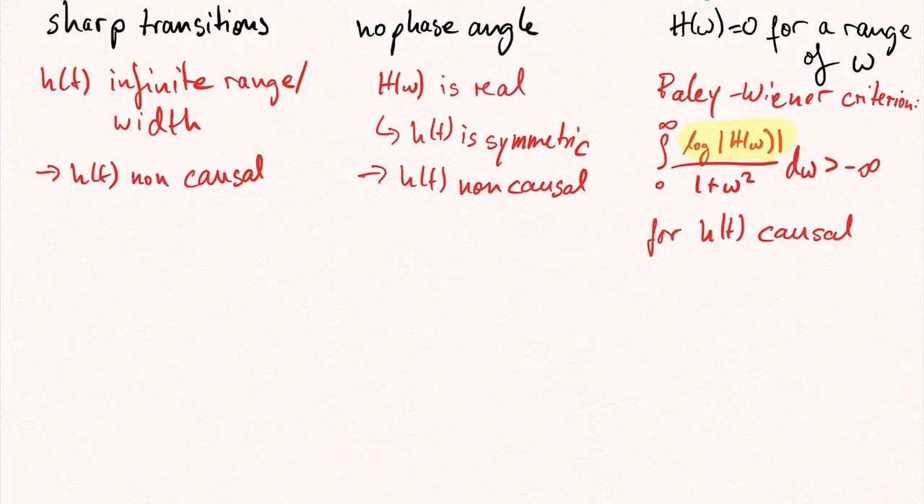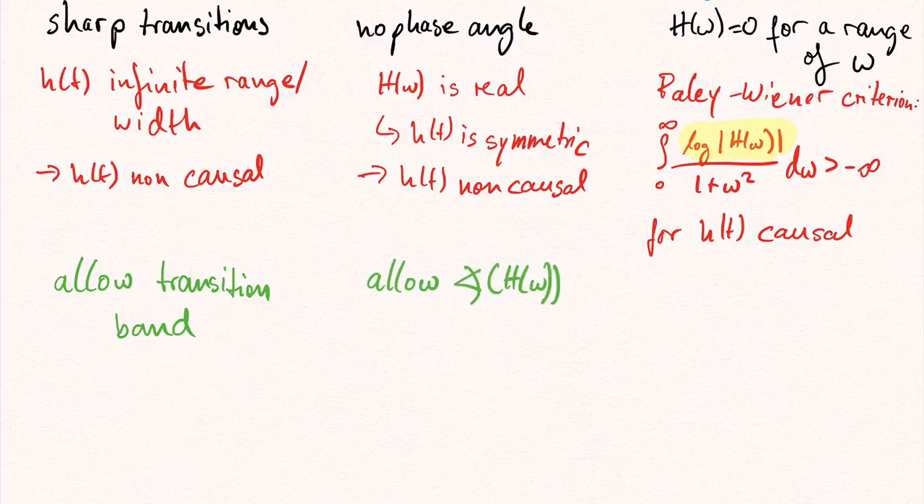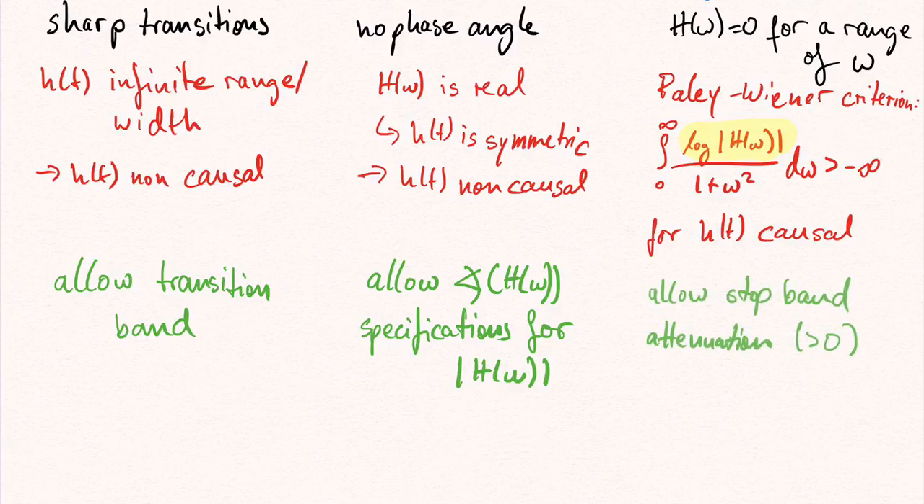To avoid those issues, which imply that no ideal filters exist, the specifications or characteristics of ideal filters have to be relaxed. Instead of requesting sharp transitions as in ideal filters, realistic filter specifications will allow a transition band. Next, instead of requesting that h of omega is real, which means that it doesn't have a phase angle, the frequency response is allowed to have a phase angle, and the specifications are formulated for the magnitude of h of omega. And instead of requesting that h of omega is equal to 0 for a whole range of frequencies in the stop band, it's only required that the frequency response of the real filter achieves the desired stop-band attenuation for all frequencies within the stop band.